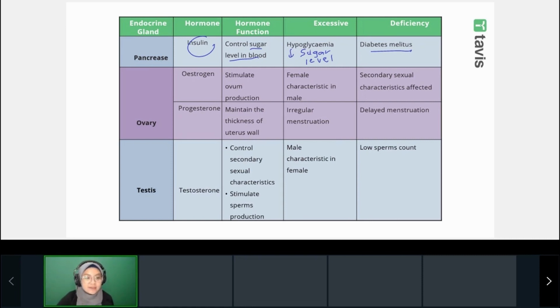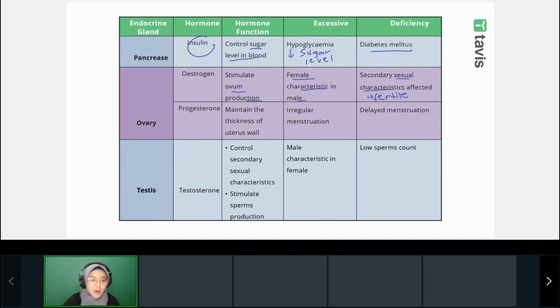The ovary releases hormones we call estrogen and progesterone. Estrogen stimulates the production of ovum. Estrogen is also secreted in males. An excessive amount of estrogen in a male will produce female characteristics, such as breast enlargement. How about the deficiency of estrogen? It will cause the female secondary sexual characteristics to be affected. They will be infertile and have irregular menstruation.